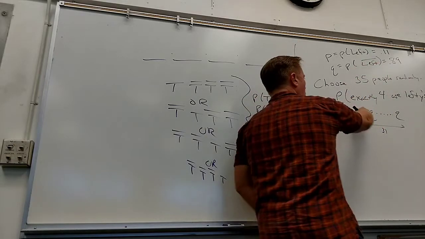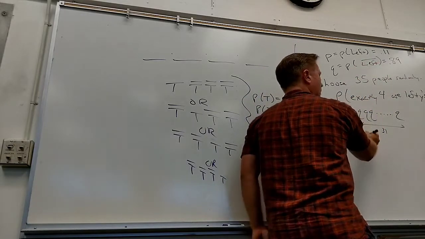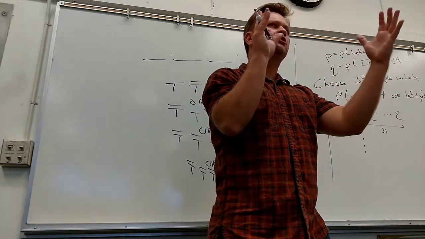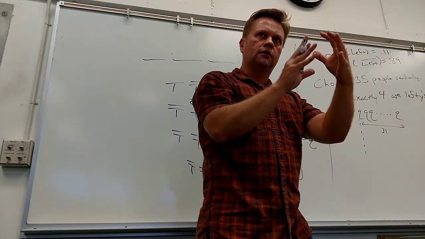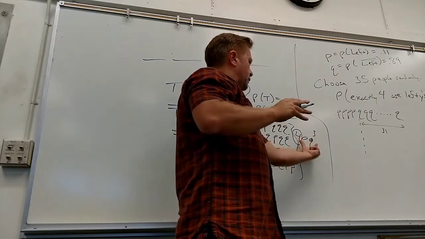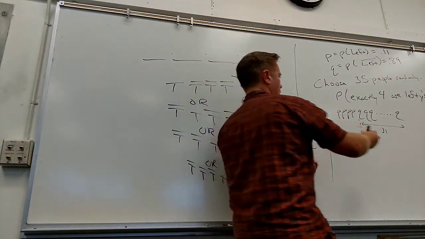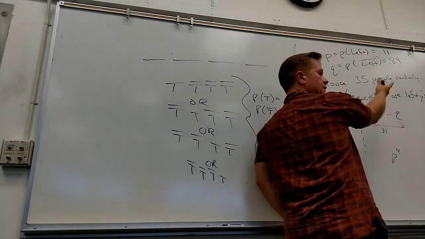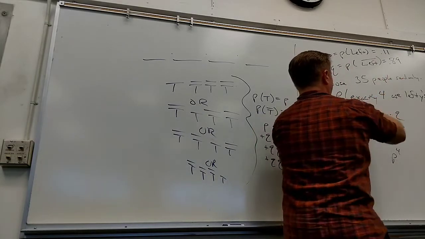I already know what all of these are going to look like. I don't know what they are yet. I'm not going to list them, and I don't want to list them. But I know what they're all going to algebraically condense to be. What would they all have to condense to be like we did this? P to the 4th, because I want 4 successes. Where are the 4 P's going to be?